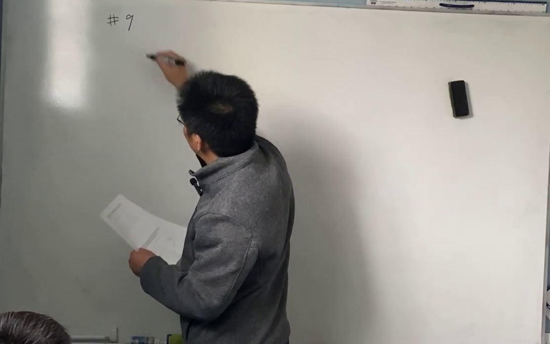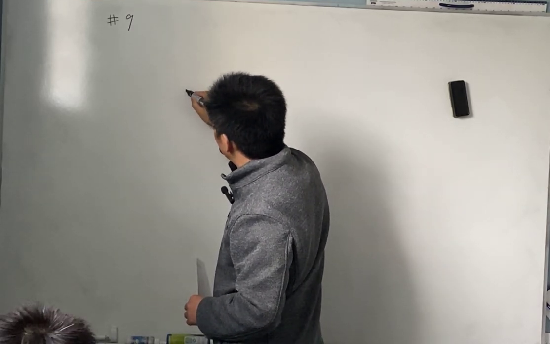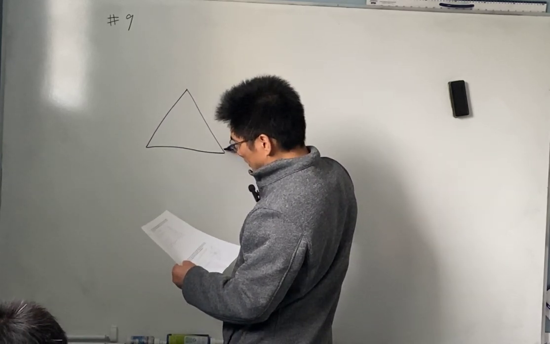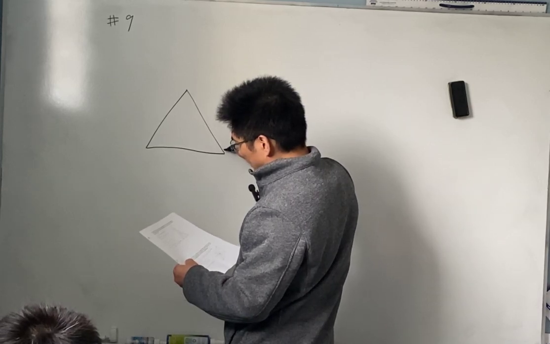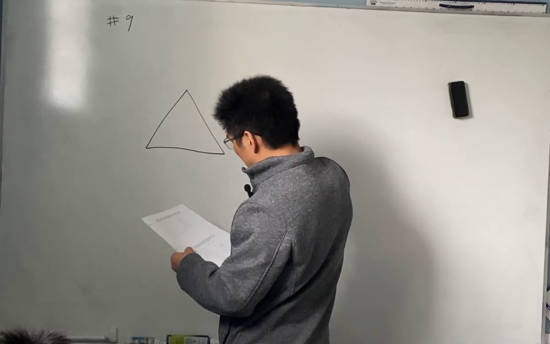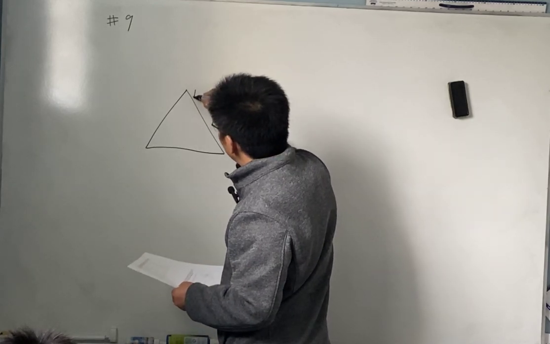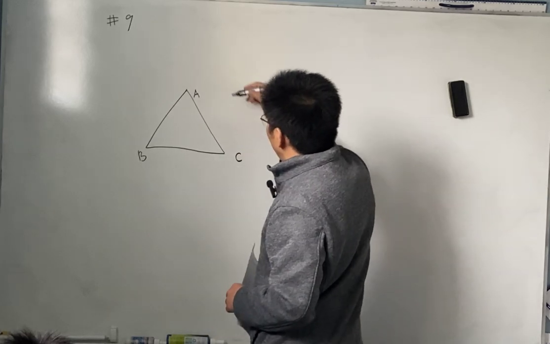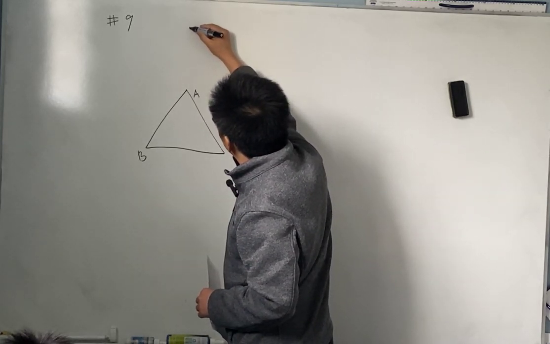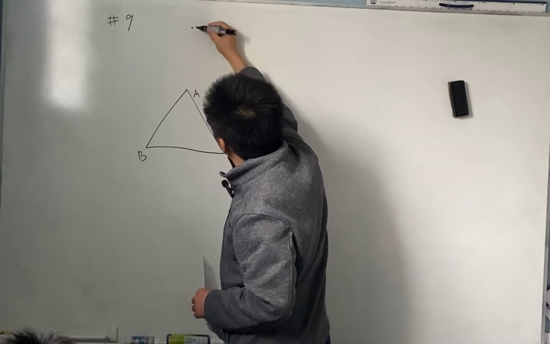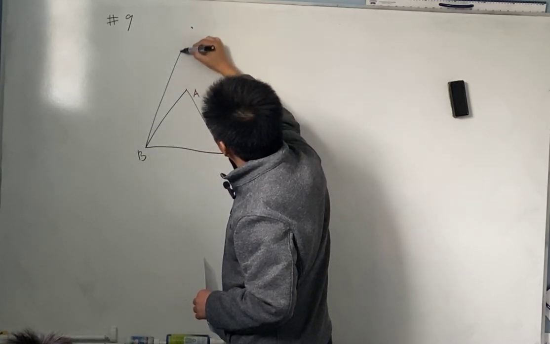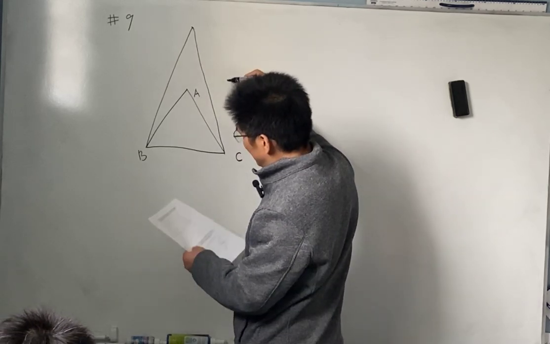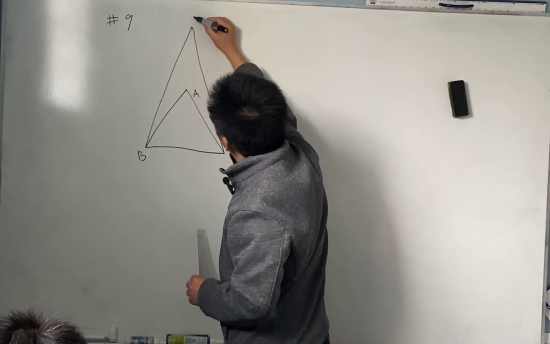Number 9. Put an equilateral here. So this would be A, B, C. A is here. And then you have, let's put it here, an isosceles triangle, like that. We put D here.